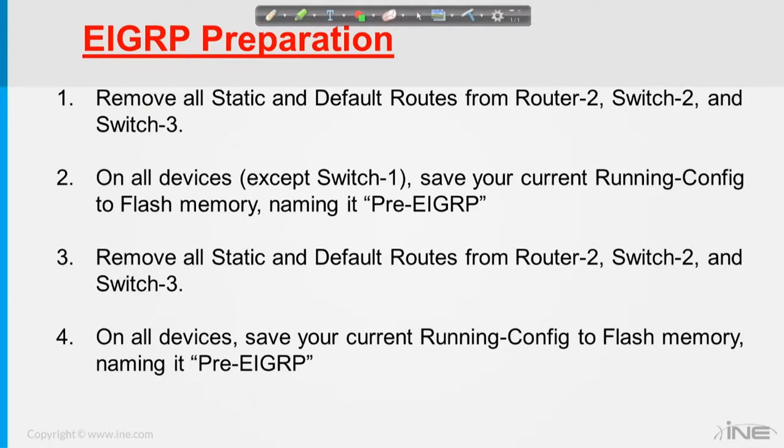On all devices except switch 1, save your current running config to flash memory, renaming it pre-EIGRP. So type in the live question feed for me. What is the actual command I would issue to accomplish task number 2? That's right. Thank you, Jonathan and Abu Bakr. It's the copy run flash command.